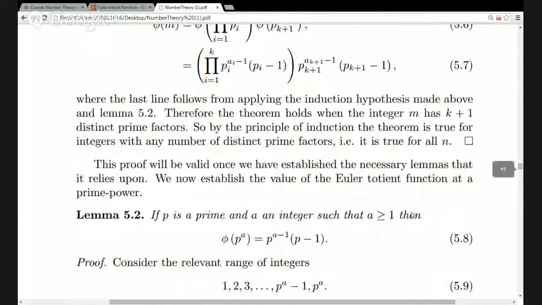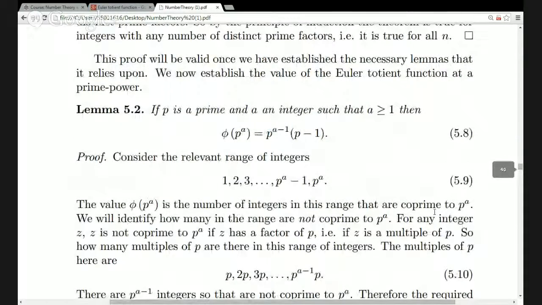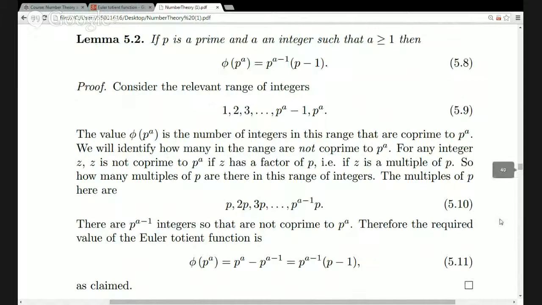So our first task then is to establish the base case. Now we're focusing on the case where n is equal to p to the a, some prime p, some integer exponent a. So we have to go back to the definition of phi. Phi is the count of all the numbers that are co-prime to n. So what we're dealing with is a long list of numbers, 1, 2, 3, all the way up as far as p to the a. And the value of phi of p to the a here is simply the number of numbers in this range that are co-prime to p to the a.